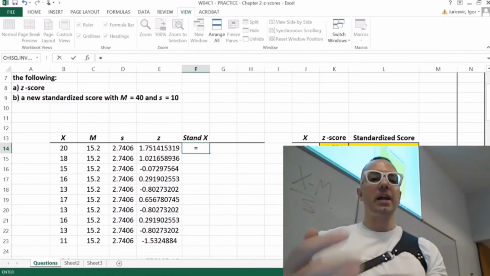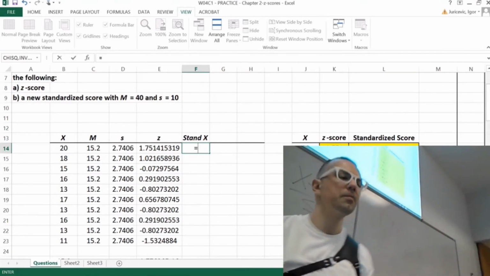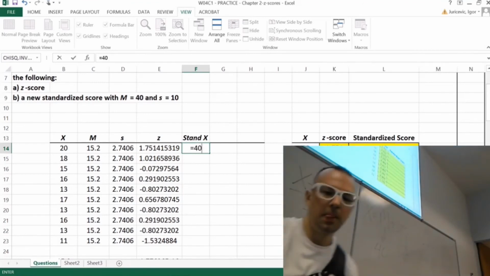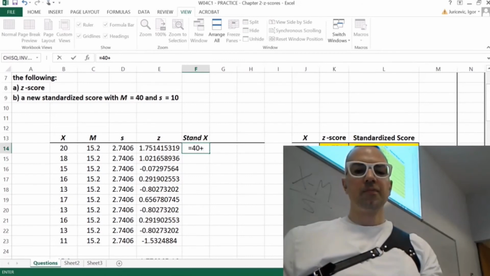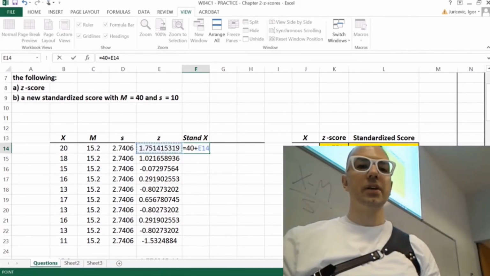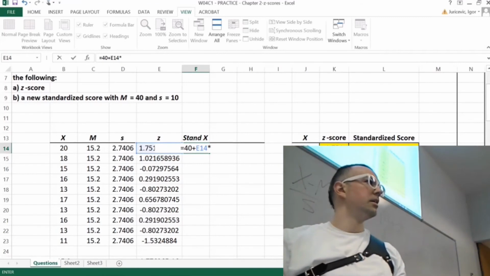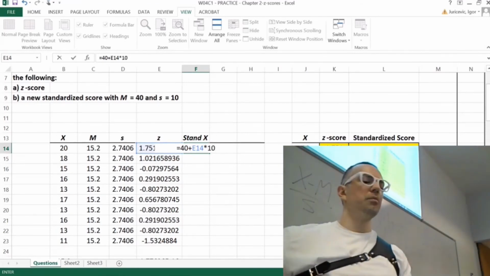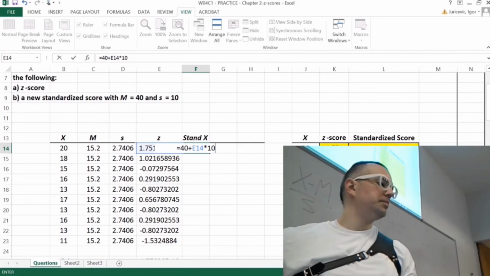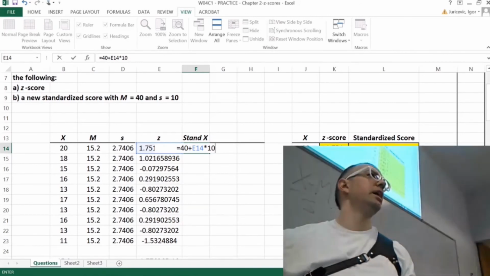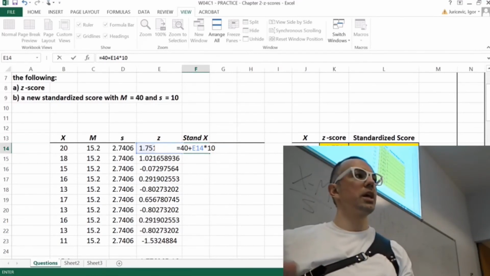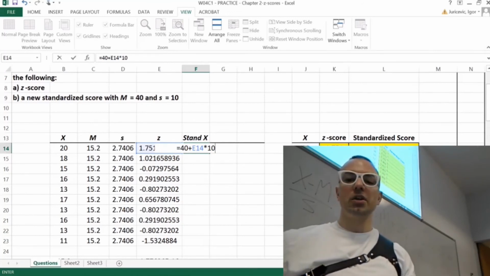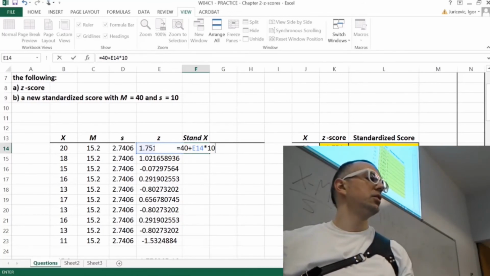So what I mean by that is you can put in equals 40. 40 is your new mean. And then plus, and then we choose our z-score, and we use Shift 8 to get the asterisk, and we're going to multiply that by 10. So this is 40, our new mean, plus your z-score multiplied by 10. And Excel will respect order of operations for addition and multiplication. So it will do the multiplication first, and then it'll do the addition. You don't need to put that into parentheses.